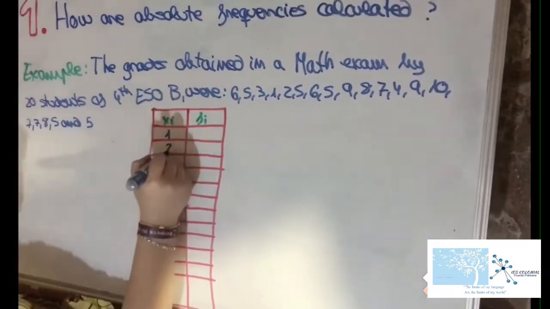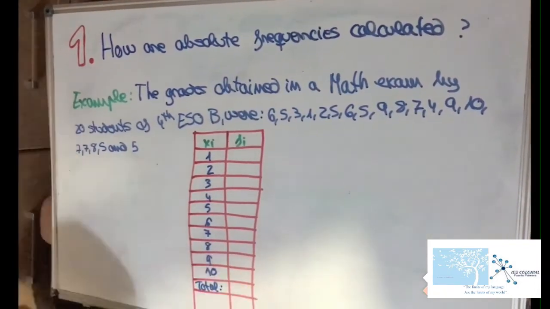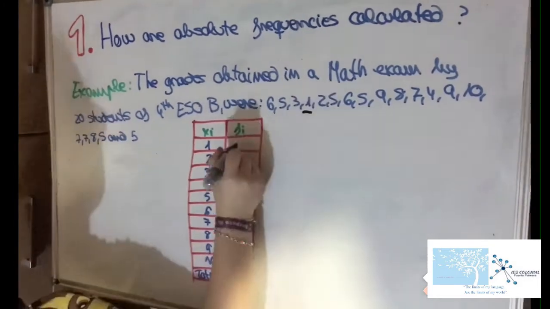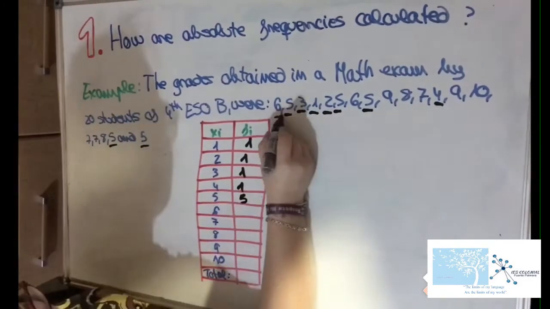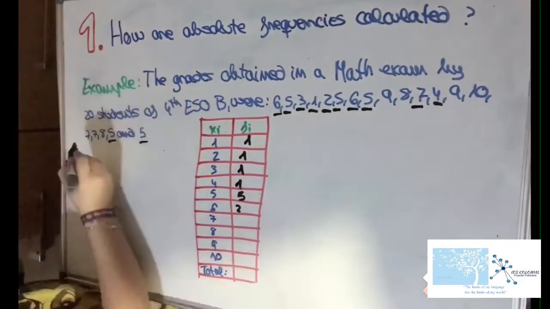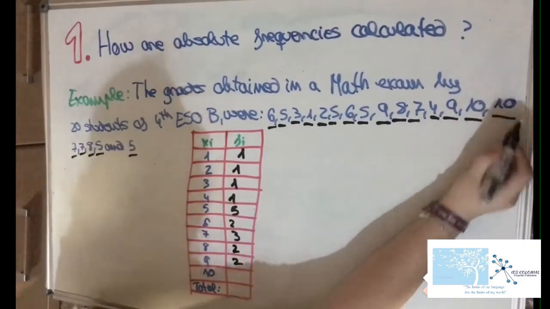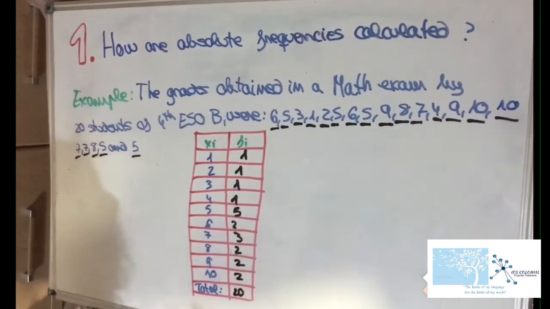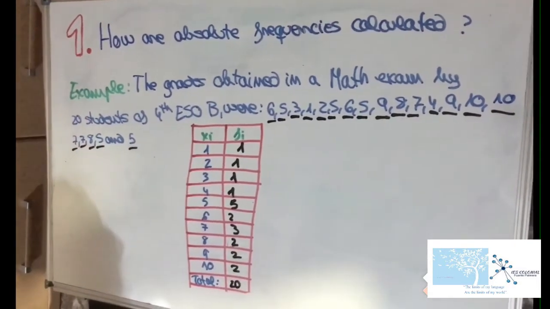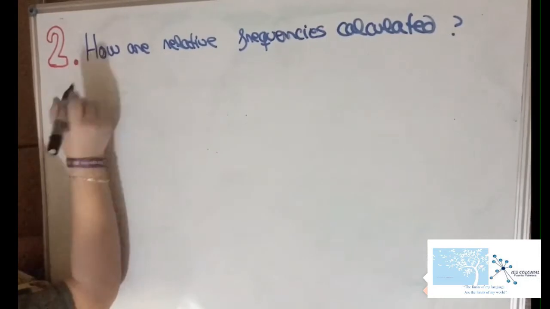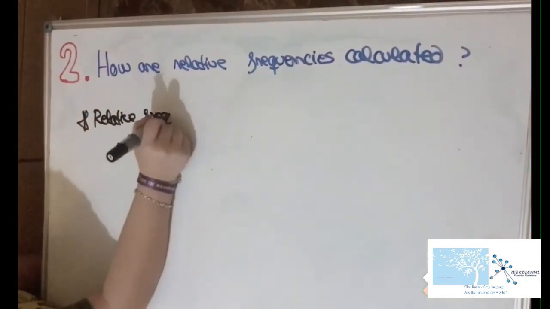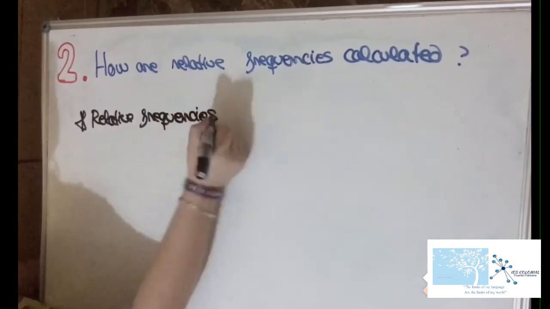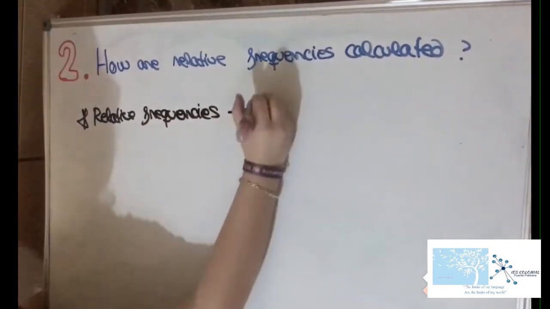First, we put the variable. Second, count how many times the value of the variable is repeated. In the total, it has to give the total number of data studied. How is relative frequency calculated? Relative frequency is the quotient of the absolute frequency to the total number of data.